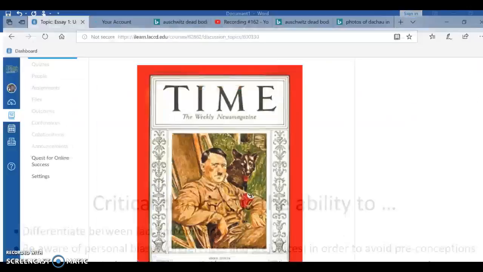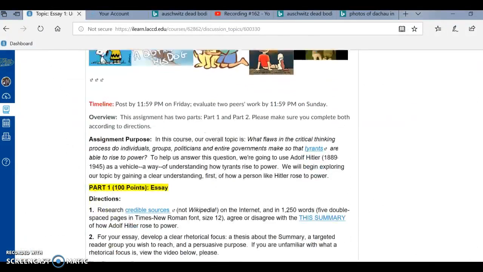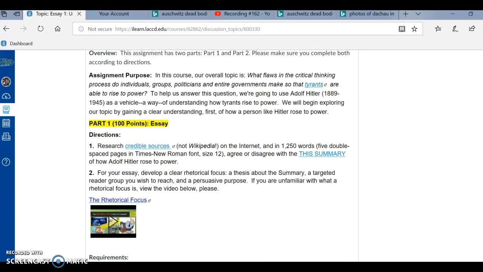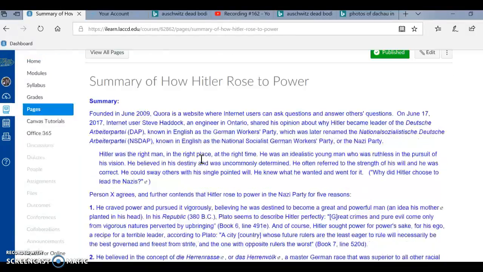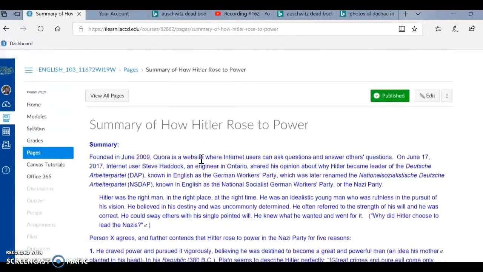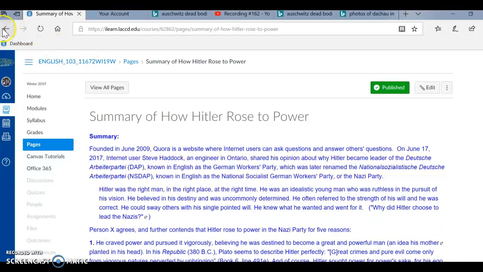Okay, whoops, I flipped on that again. Let me go back to our assignment directions, and you need to read them very carefully. So the directions, number 1: research credible sources, not Wikipedia, on the internet, and in 1,250 words, 5 double-spaced pages in Times New Roman font size 12, agree or disagree with this summary of how Adolf Hitler rose to power. So what is the summary? I'm clicking on it here. You need to read this very carefully and look at it, because this is the focus of your essay.